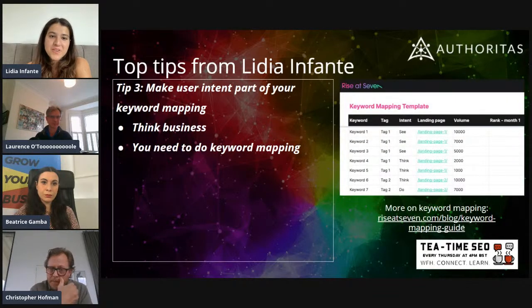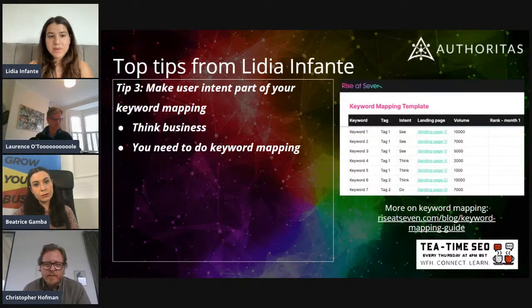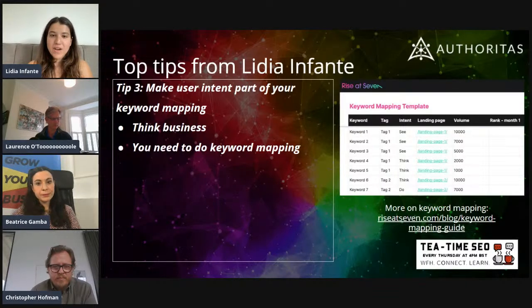You also want to incorporate user intent within your keyword mapping. Think about business goals. Every keyword, every piece of content has a business goal behind it, and it should align really well with the user intent that you're trying to rank for. We're not ranking for the sake of ranking, for the most part. We're ranking because we're chasing after a business goal.